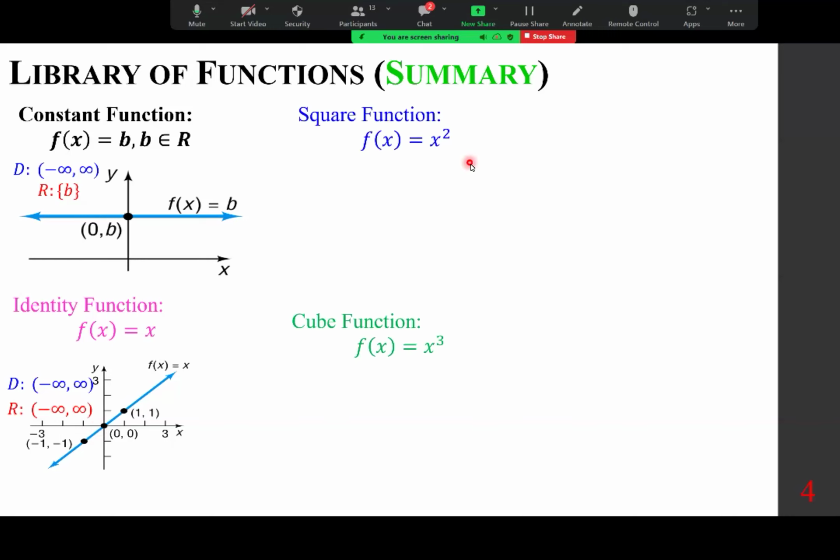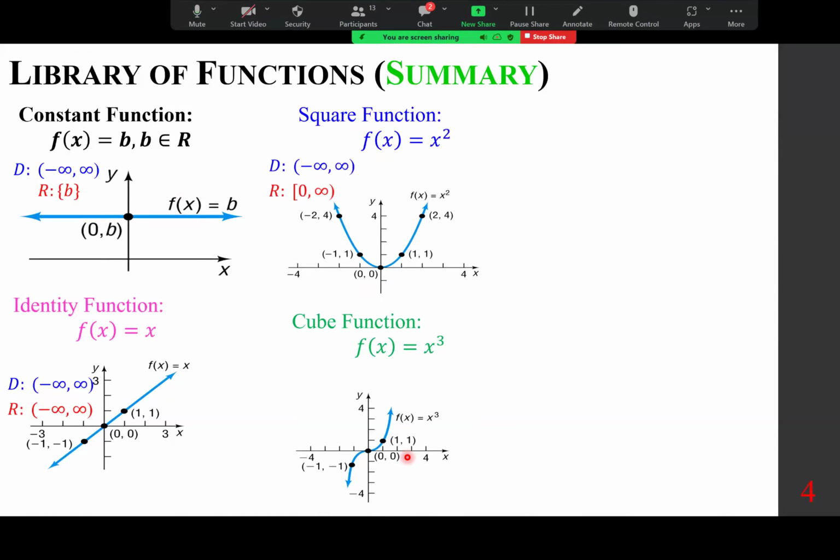Square function, or f of x equals x squared, a parabola, looks like that, with the cube function looking like this. For the square function, the domain is all real numbers here. This side covers the right side, and this side covers the left side of the x-axis, and the range is from here up, 0 to infinity. In this case, for a cube function, domain and range are all real numbers from negative to positive infinity in both cases.